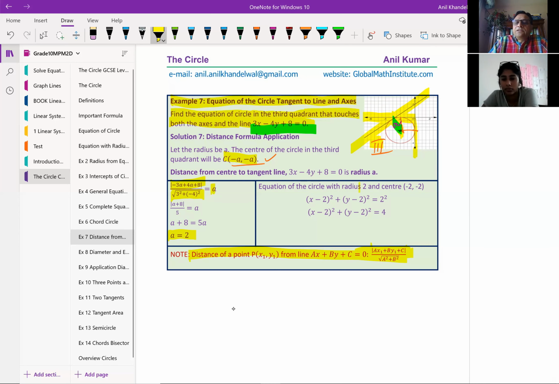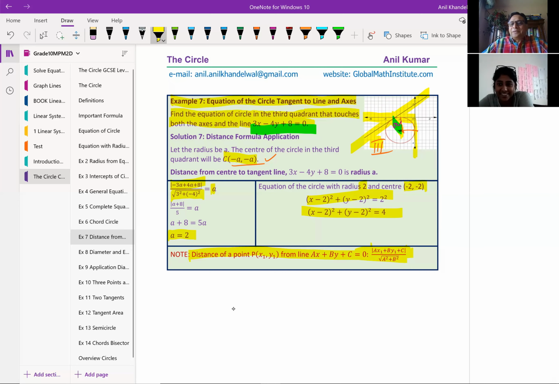Since you know a is 2, we actually got our radius. A is the radius. Also the center, minus 2, minus 2. Correct? Yeah. Everything is there. So that goes with our equation fairly well. X minus 2 whole square plus y minus 2 whole square equals to 4. You get how simple it becomes when I use this distance formula to find it? Yeah.